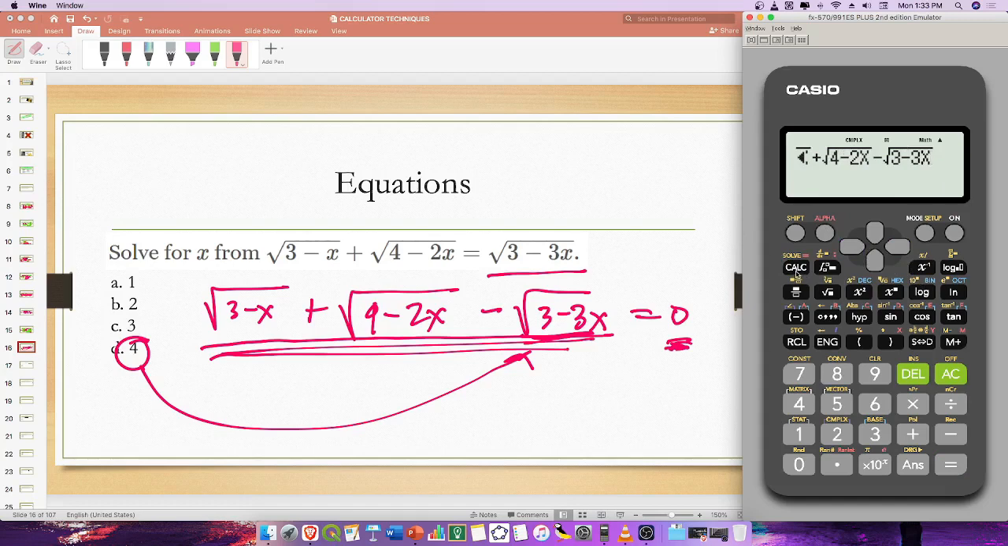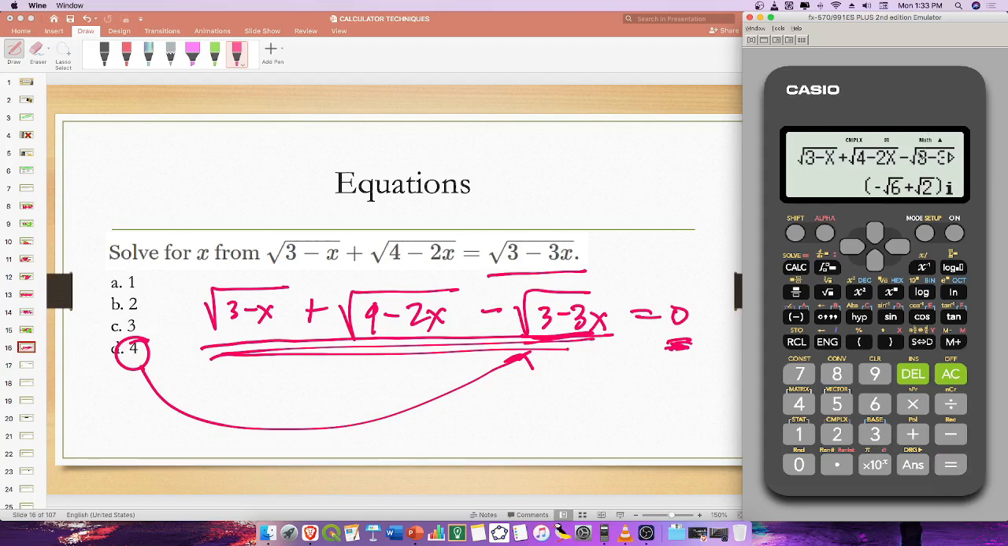Again, calc. Let's start with 1. Calc 1, the result is square root 2 minus square root 2, which is wrong. The answer should be 0. Again, press calc. Input 2. The answer is a complex number, which is wrong. Again, calc 3.